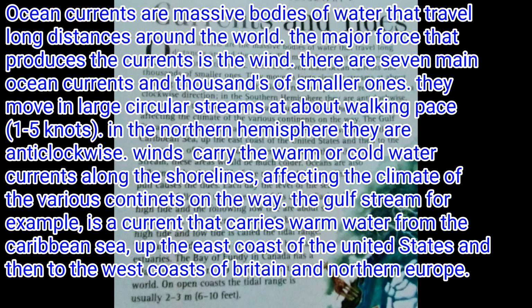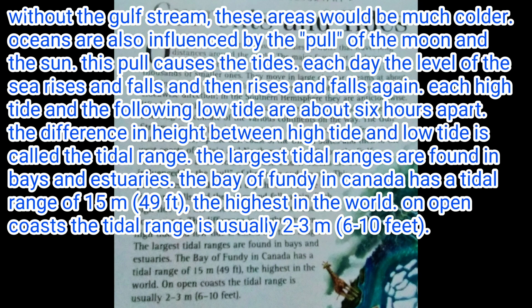Winds carry the warm or cold water currents along the shorelines, affecting the climate of the various continents on the way. The Gulf Stream, for example, is a current that carries warm water from the Caribbean Sea, up the east coast of the United States and then to the west coasts of Britain and northern Europe. Without the Gulf Stream, these areas would be much colder.